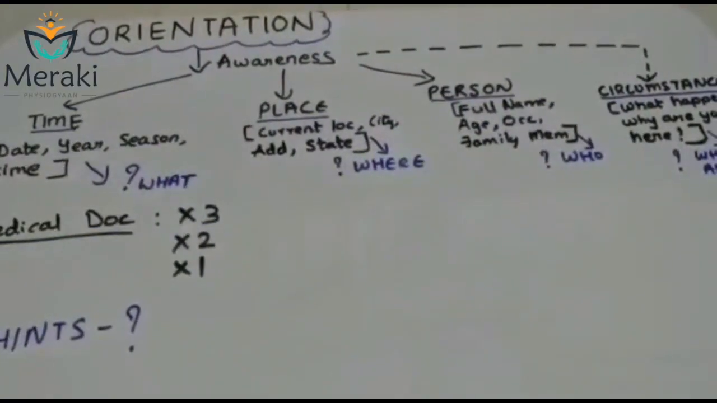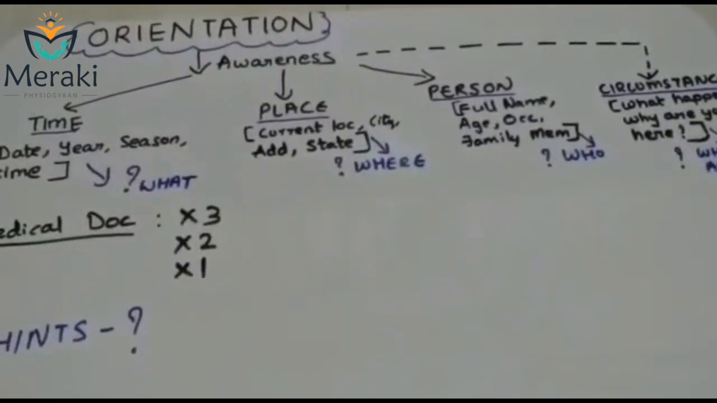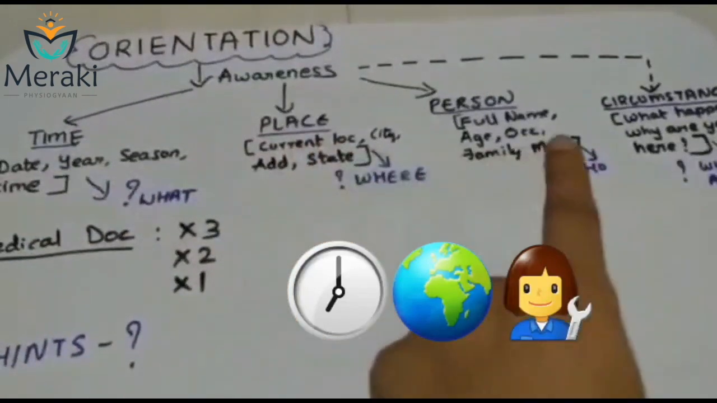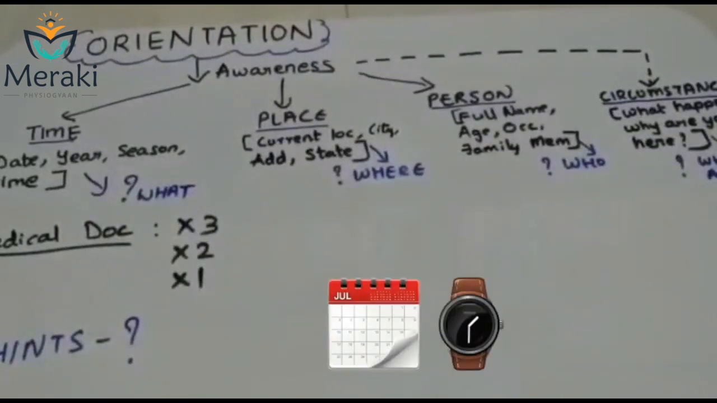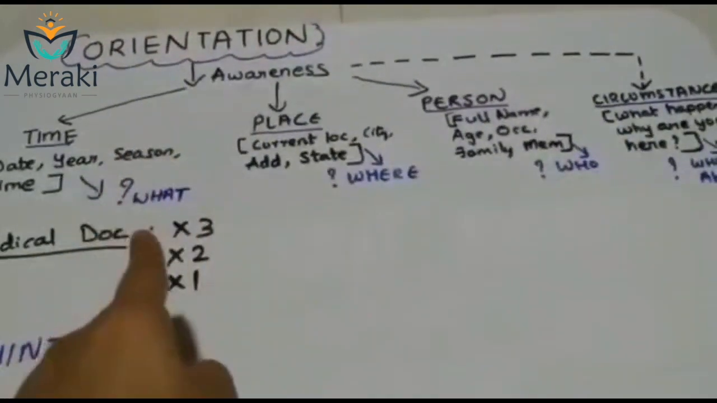So once we know that the patient is conscious, the next thing that we need to check is whether he is oriented to time, place and person. So in time we ask simple questions like what date, which year, what season, what is the time of the day. So all the what questions.